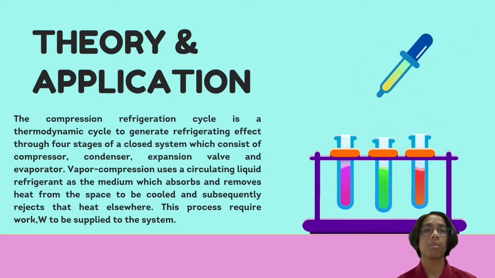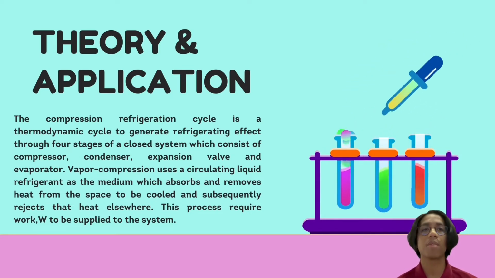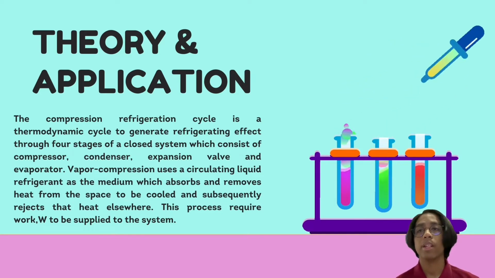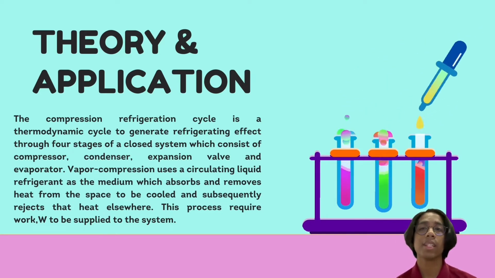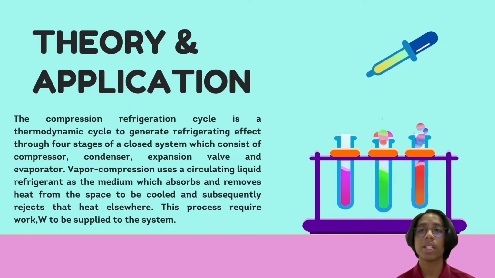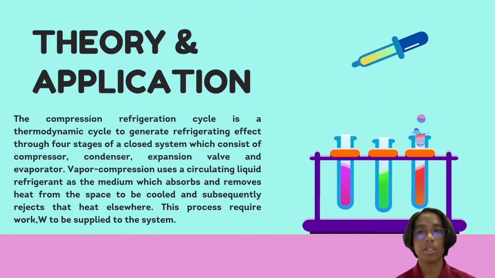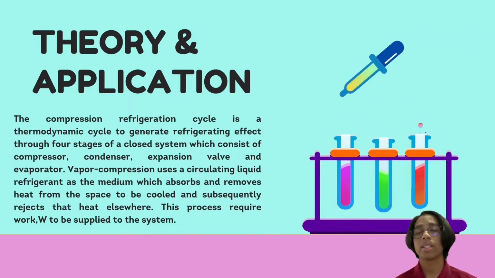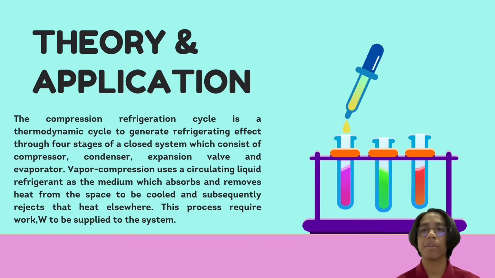Today I'll be explaining about the theory and application of experiment 4. The vapor compression refrigeration cycle is a thermodynamic cycle to generate a refrigerating effect through 4 stages of a closed system, which consists of compressor, condenser, expansion valve, and evaporator.